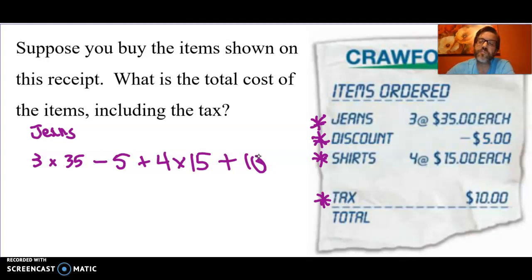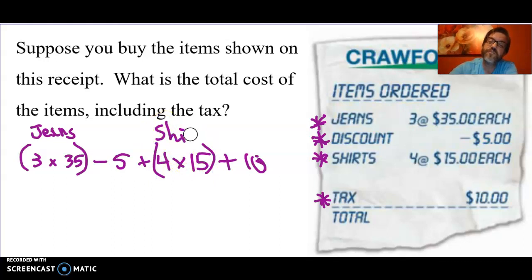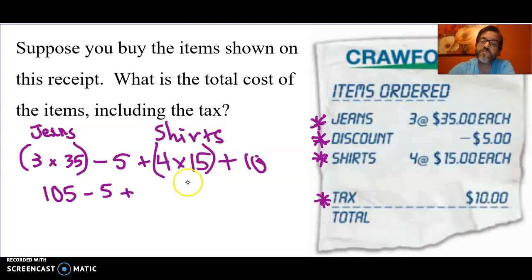So anyway, I'm looking at my problem now, and I can see I need to multiply to find the total cost of the jeans. And then I also need to multiply here to find the total cost of the shirts. And all of a sudden it's not writing again. All right, so 3 times 35, we could use a calculator, but I'm just going to do it for you. That's 105. Minus 5 plus, and now the cost of the shirts, we have 4 times 15. I'll do that for you too. That's 60. And then we add the sales tax, which is 10 more.